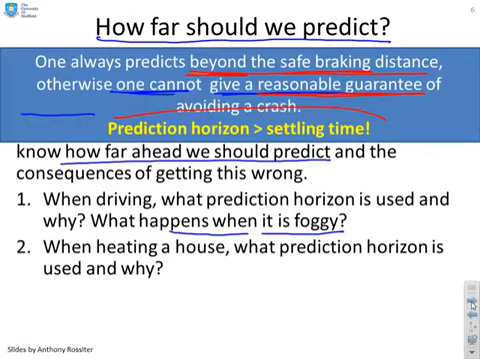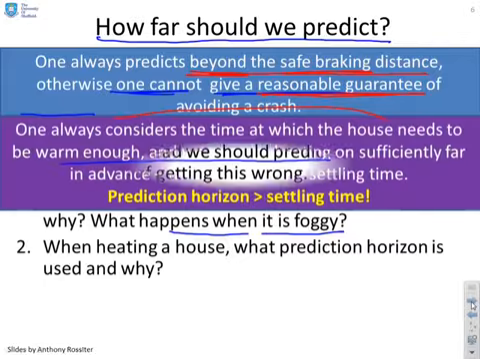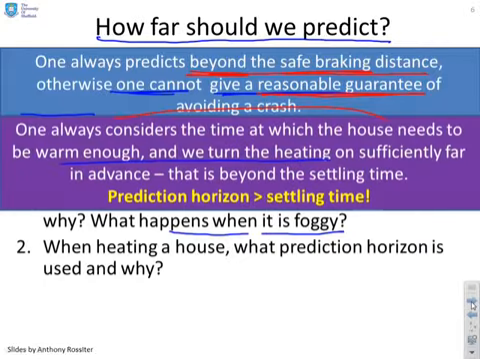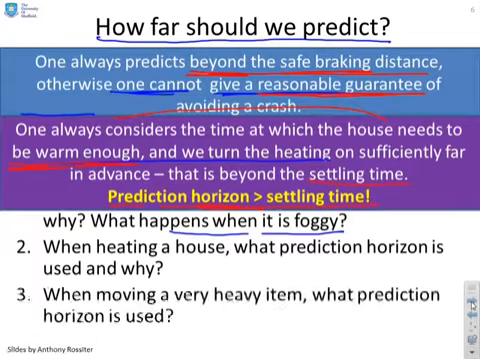If you want to heat a house, what prediction horizon are you going to use and why? Well, again, this should be fairly obvious. You'll consider the time at which the house needs to be warm enough, and then we turn the heating on sufficiently far in advance so the house is warm enough, and that is beyond the settling time. So again, you'll see the prediction horizon has to be greater than the settling time of the system, because otherwise you can't get the outcome that you want.